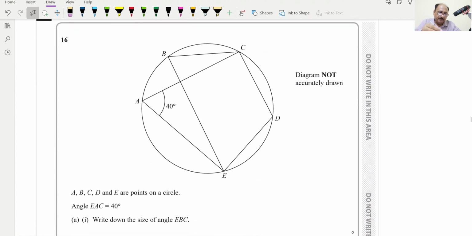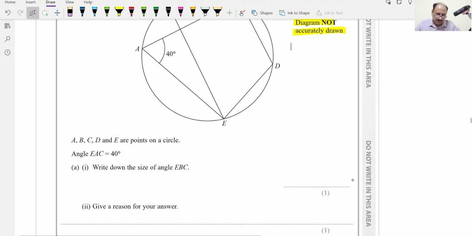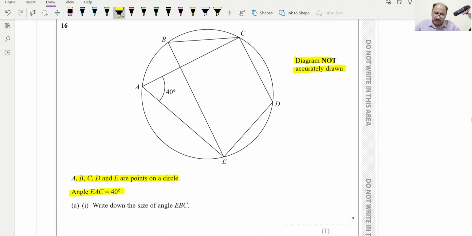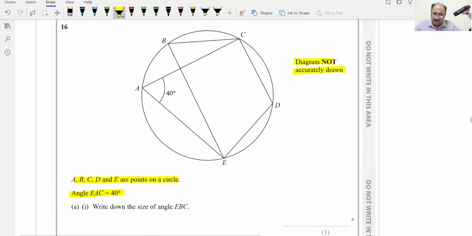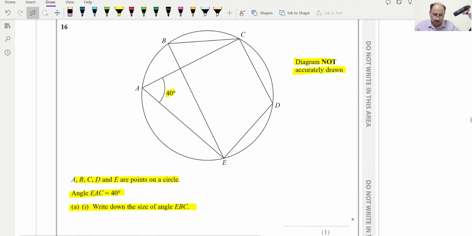Now question number 16. For question 16 a diagram is provided which is not accurately drawn, and it's circle theorem. Basically A, B, C, D, E are points on the circle. So A, B, C, D, E. Okay, so cyclic quadrilaterals. Angle EAC is 40. Write down the size of angle EBC and give a reason for your answer also.